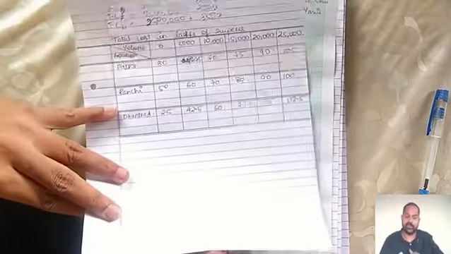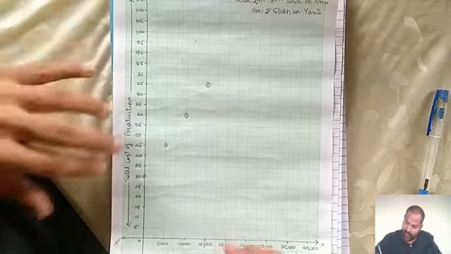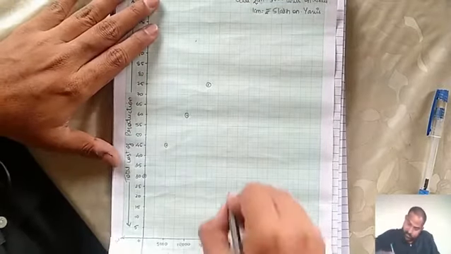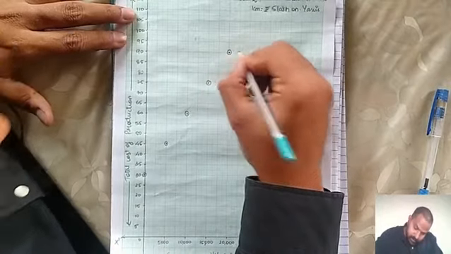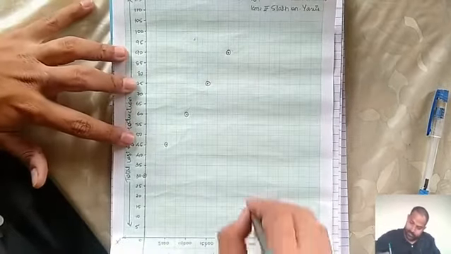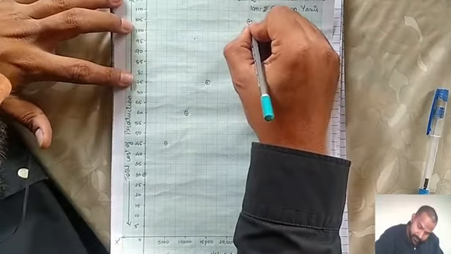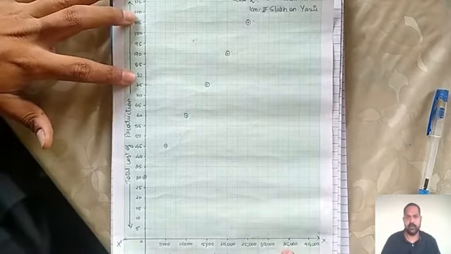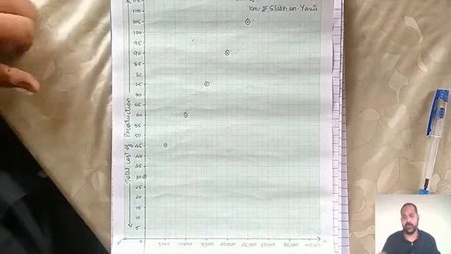At 20,000, it is going to be 90, and at 25,000, it is going to be 105. Done? One minute. This looks like a straight line. Obviously, it will be a straight line.